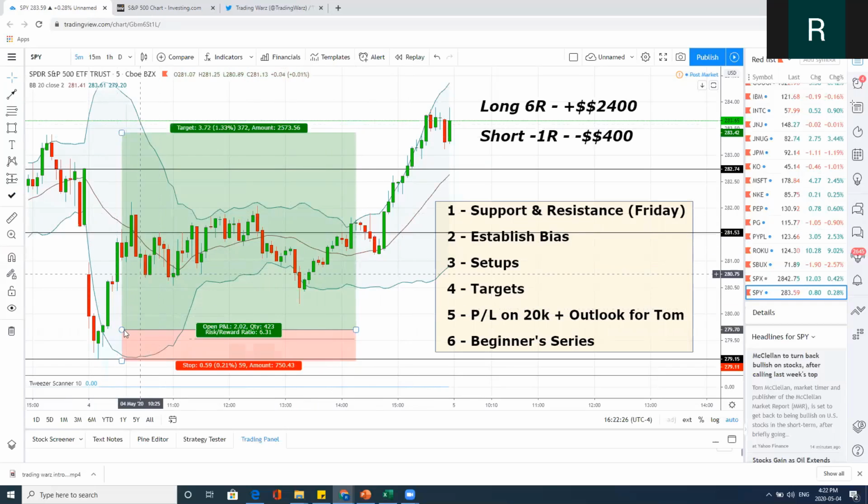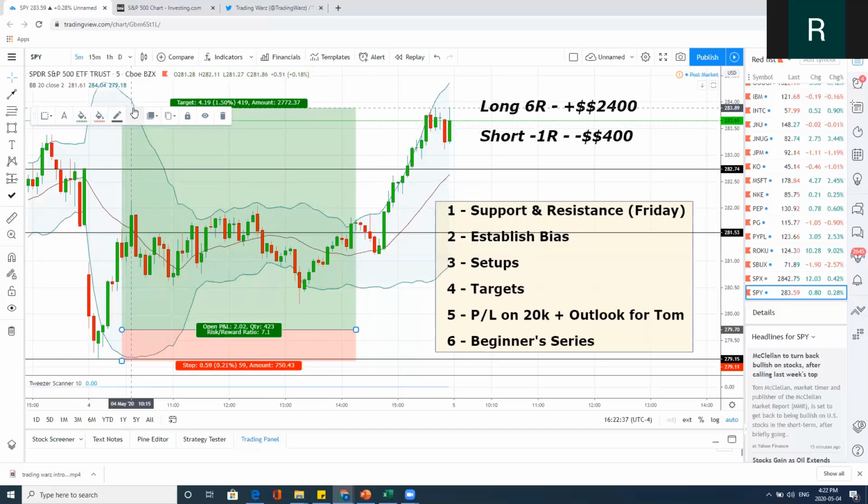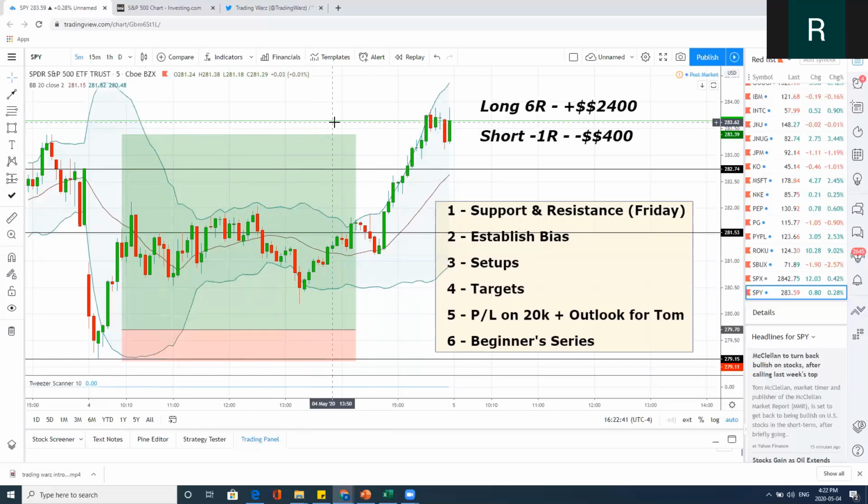You could have done that in multiple ways. You could have trailed Fibonacci levels. You could have set your stop to break even. It depends on your system, guys. And at the very high of the day, we could have made 7R. I'm going to be conservative and say the long should have at least gotten 6R today.